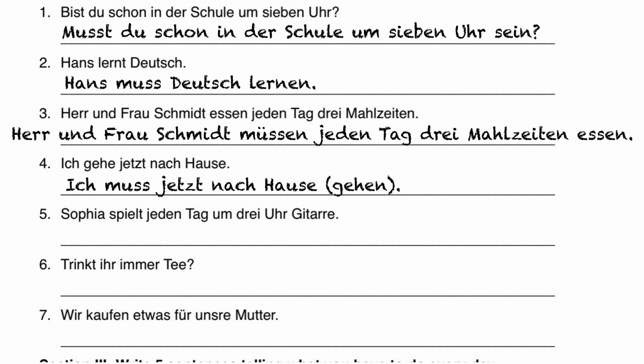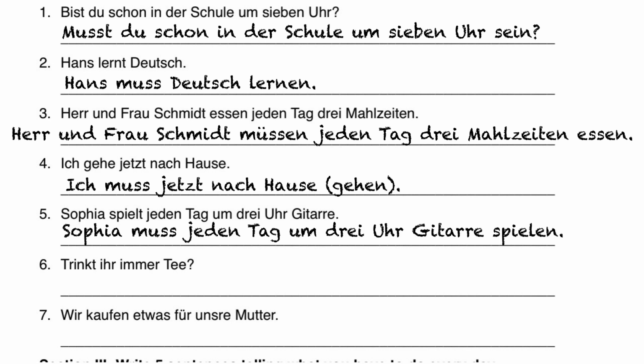Nummer 5. Sophia spielt jeden Tag 3 Uhr Gitarre. Sophia is playing guitar at 3 o'clock every day. In this one, we have to take out our form of spielen here, put spielen at the end of the sentence, and replace that with a form of müssen, which in this case is the er, sie, es form. So we say, Sophia muss jeden Tag 3 Uhr Gitarre spielen. Sophia has to play guitar at 3 o'clock every day.